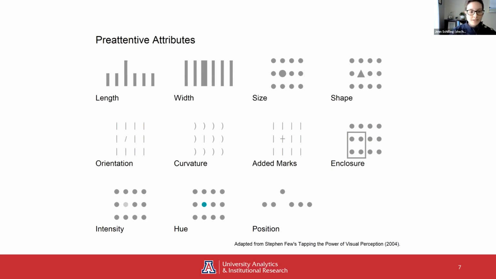With color, you have intensity and hue. And so intensity is how strong the color is. So here, whether it's dark gray to light gray or other colors like that. And hue is just changing the color. So again, if a point is a different color or a different intensity, then that will stand out to the viewer. And position, when you have something that's out of alignment or in a different position than the other pieces of your chart, then that will stand out.